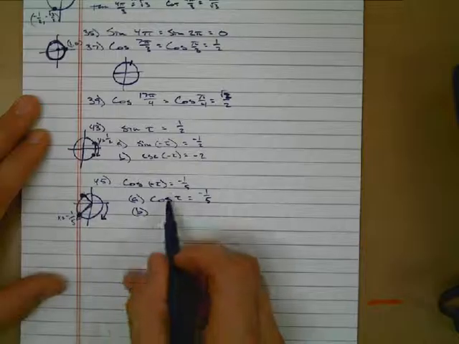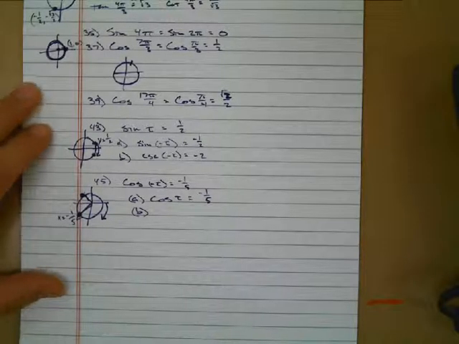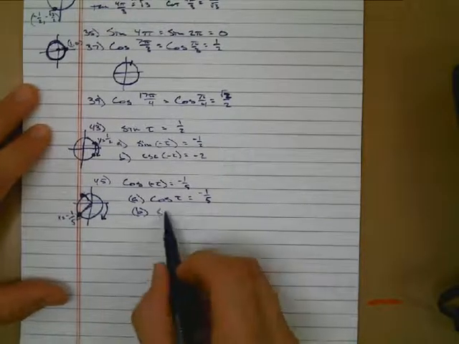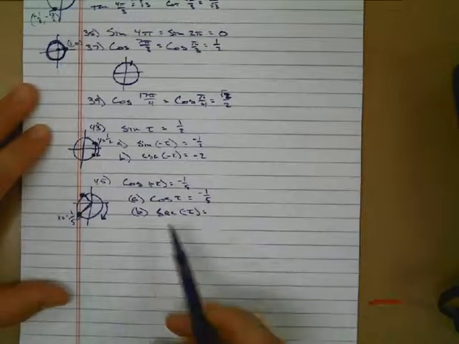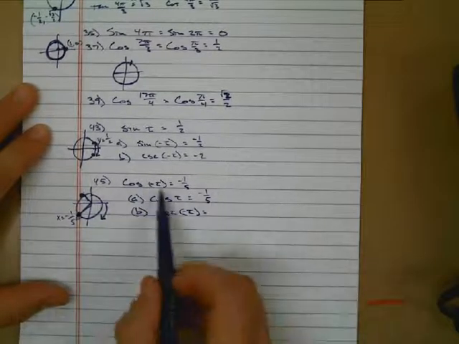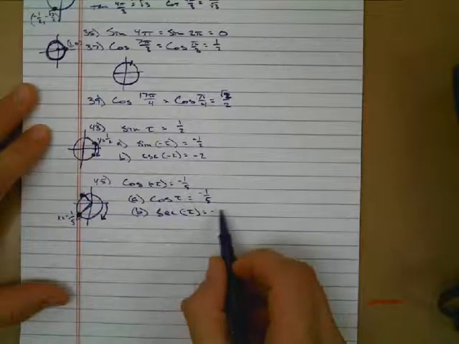And the next thing we want is the secant of negative t. Well, secant is the reciprocal of cosine. Therefore, if cosine of negative t is negative 1/5, the secant of negative t is negative 5.